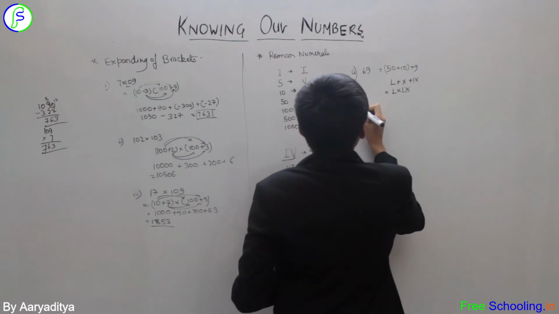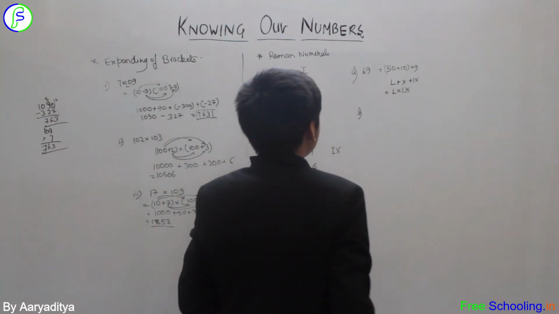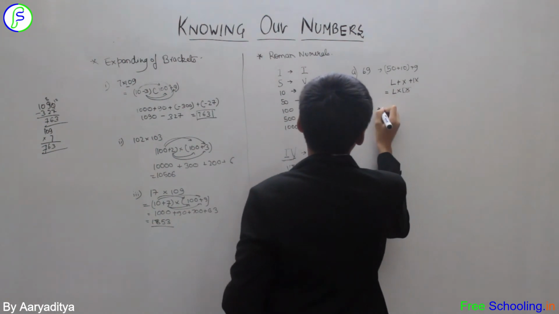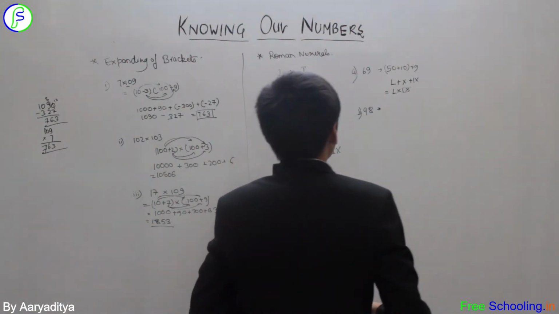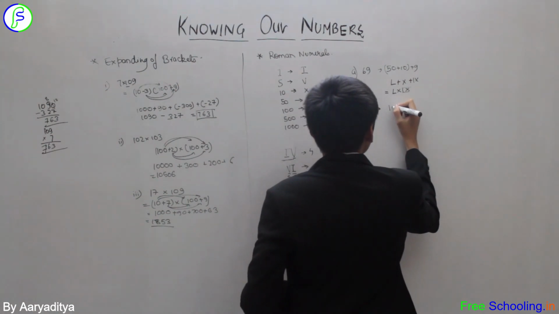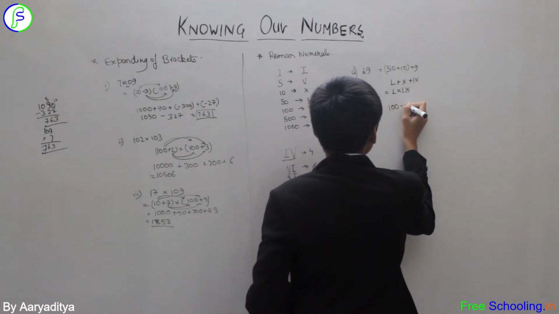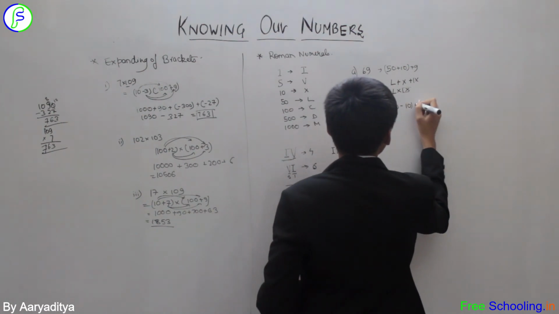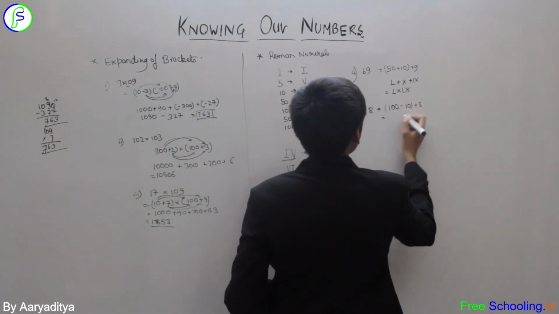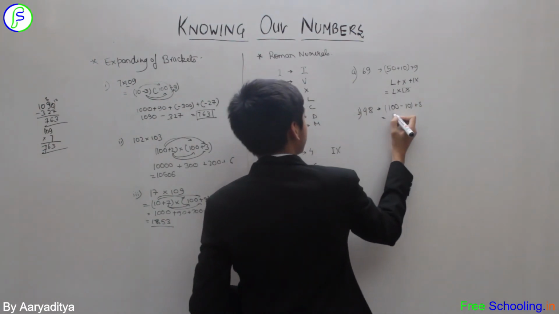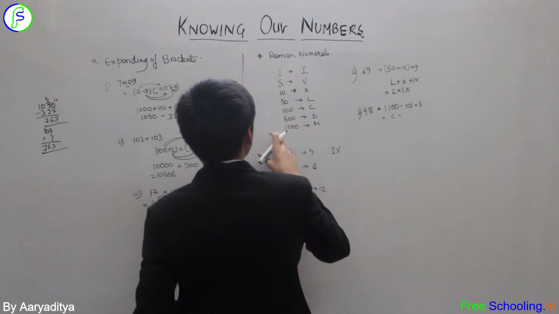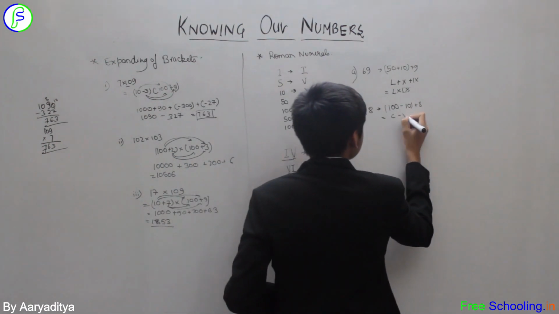Now let's go on to another example, 98. How do we form this one? Very easy. What we need to do is 100 minus 10 plus 8. Very easy. You can deal with this one. 100 is C, you can see here, and minus 10, where this 10 is X.